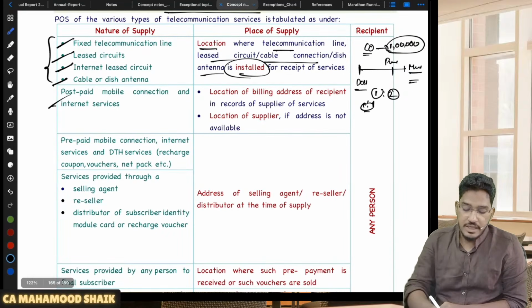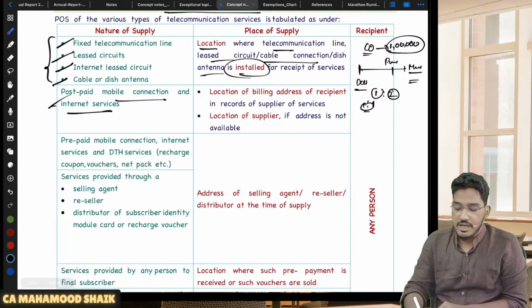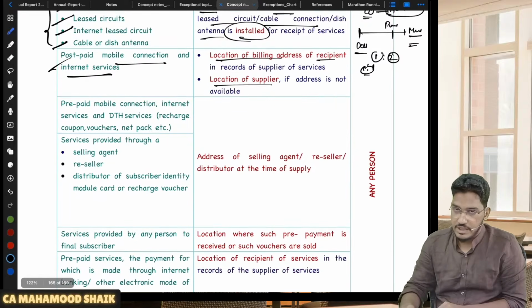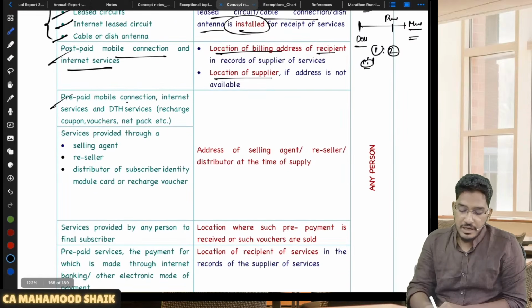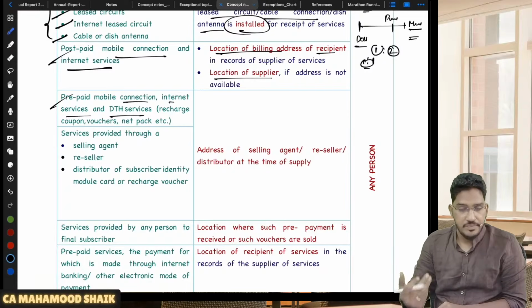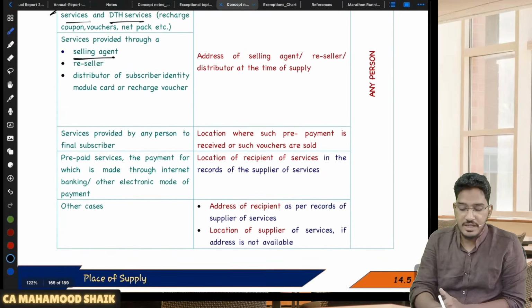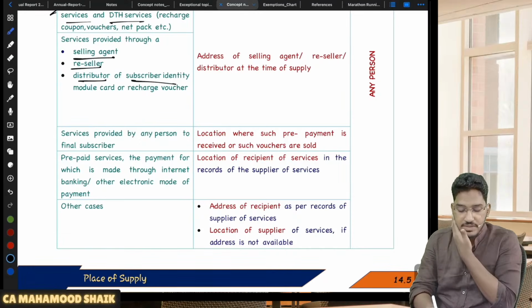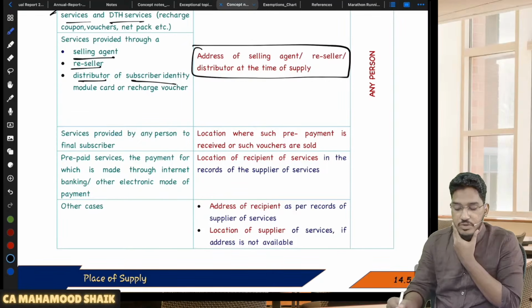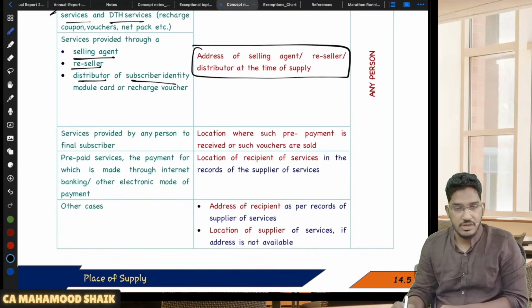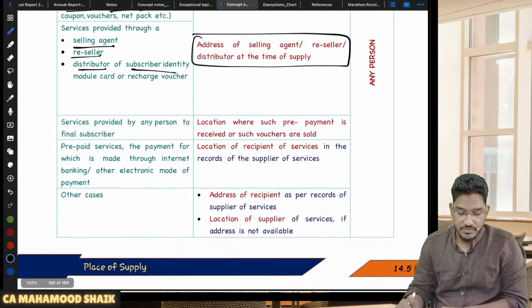So like that, if the leased circuit is spread across multiple states, you have to divide it like this. Then when it comes to postpaid mobile connection and internet services, if the billing address is available, then the location of the billing address of the recipient; if not, the location of the supplier. Then we have prepaid mobile connection, internet services and DTH services. Now these services can be provided through different modes. In case they are provided through a selling agent, reseller or distributor of SIM card or recharge voucher, then the address of the selling agent, reseller or distributor at the time of supply will become the place of supply. Or services provided by any person to the final subscriber.